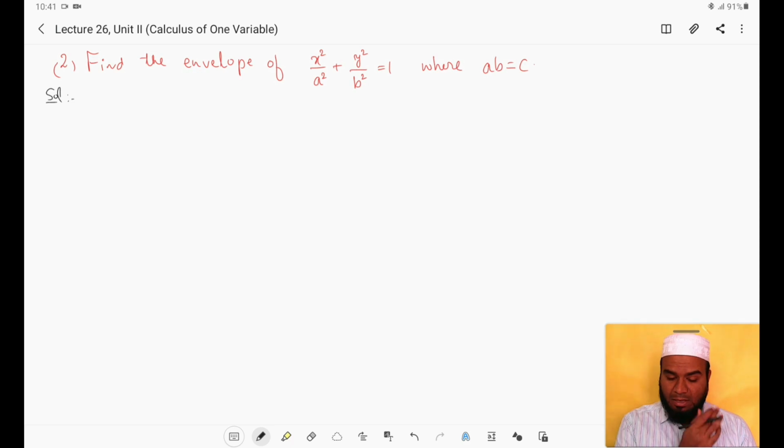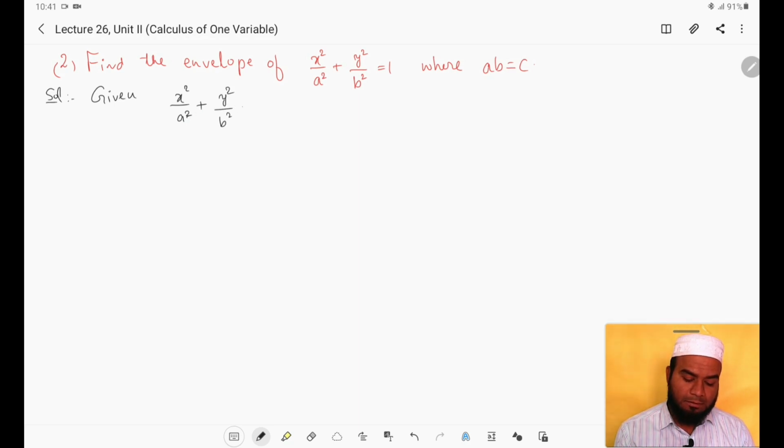So now the second question is: find the envelope of x square by a square plus y square by b square equals 1, where the parameters are connected by the relation ab equals c. In the previous problem the parameters were connected by the relation a plus b equals c, but here they are related by ab equals c. So what is given here? Given x square by a square plus y square by b square equals 1. Consider this as equation 1, and the second condition is ab equals c. Consider this as 2.